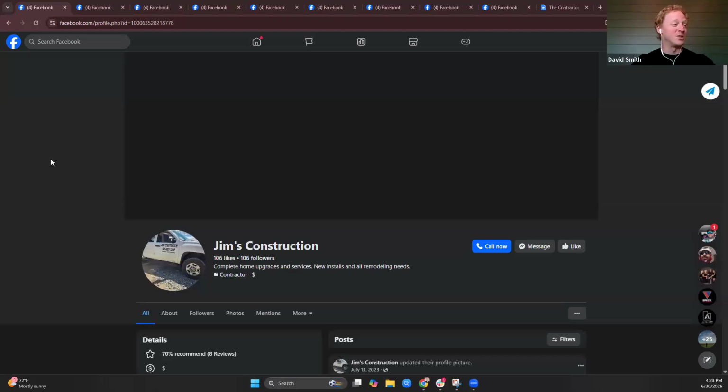So I did a little bit of research and pulled up some example accounts to show you what I'm talking about. So here's Jim's construction. Here's the cover photo. Pretty common example. It's just blank. The profile, at least he's got a picture of his truck, but in the intro section, he's got a handful of words here talking about what he does.